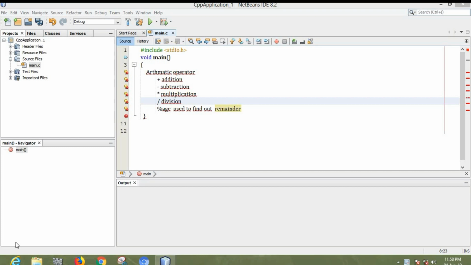I wrote it down here that it is used for the remainder. We know division gives the quotient. If we divide something and want to know the remainder, sometimes we need that. We will discuss the specific uses in the next programs, but right now we just concentrate on what it is, and the difference between division and percentage. We will discuss division and percentage and differentiate them.